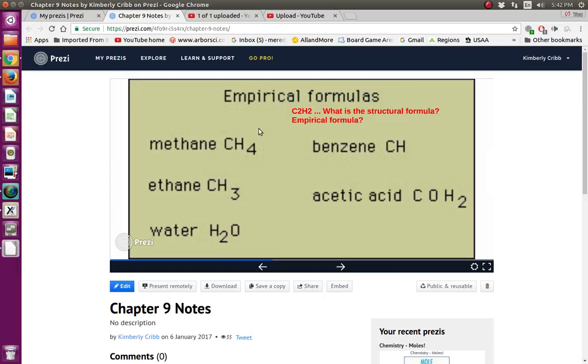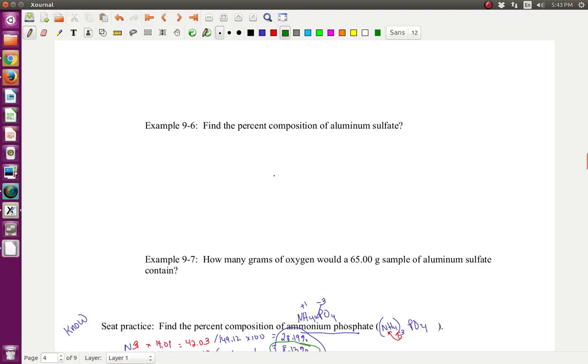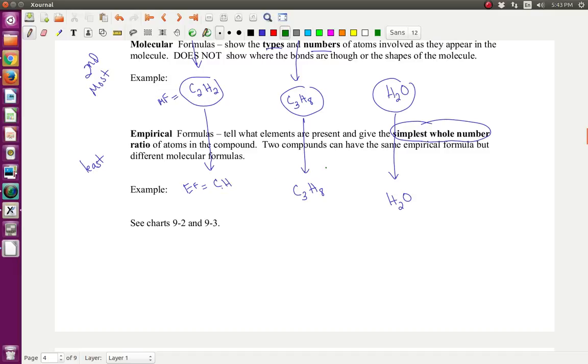Now here's another one. These are all empirical formulas. But notice that I gave you this question. I put this one on the paper, and this one also has benzene as having CH as its empirical formula. So we're going to go back to our notes for just a second and back up to the top. And notice I'm going to add just one more thing in there for you. C2H2 is a molecule, methane, ethane, ethene, ethyne. It's called ethyne, and its molecular formula is C2H2, and its empirical formula is CH.